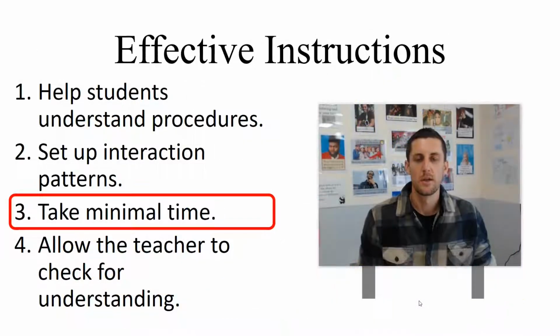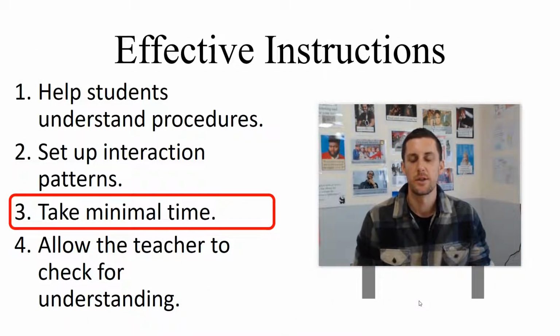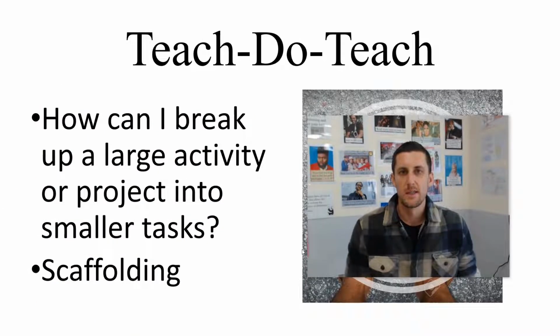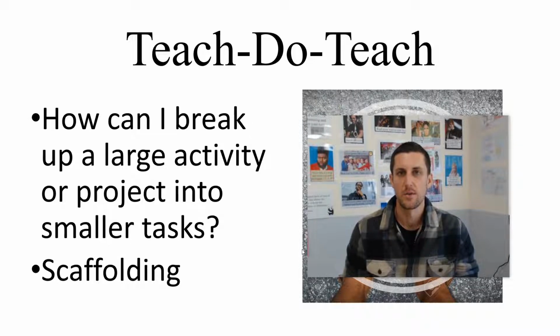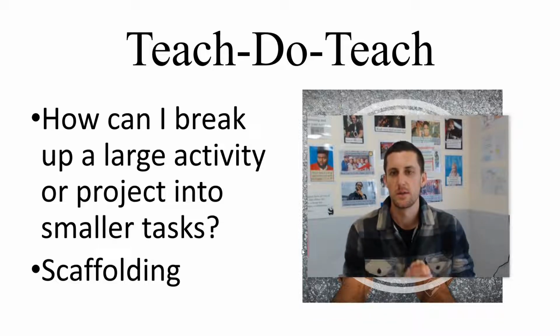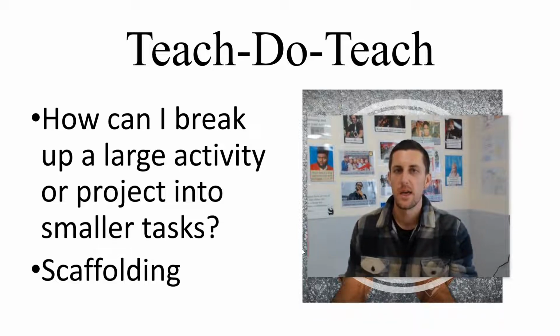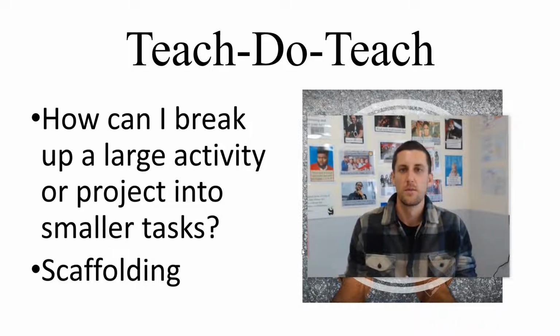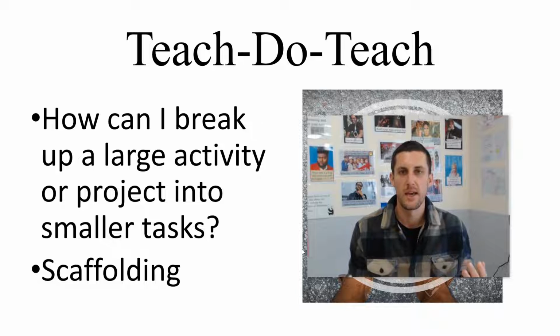Number three, effective instructions should take a minimal amount of time. They should be short. So when I consider how I'm going to instruct a given activity, I try to think in terms of do, teach, do. Others call it instruct, do, instruct. And what that really means is when you consider the context of an activity, what is the minimum amount of instruction that you need to get students to do an action?